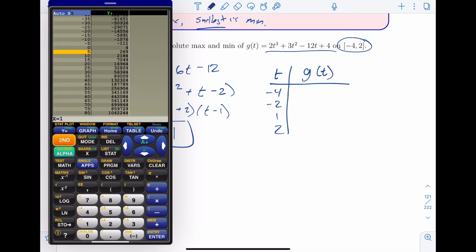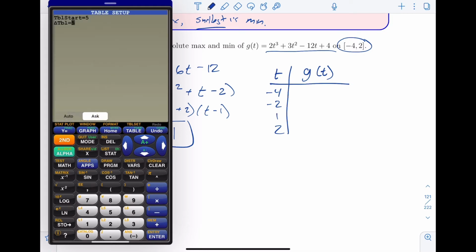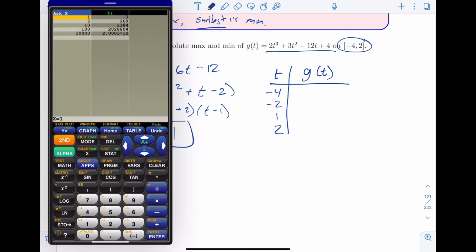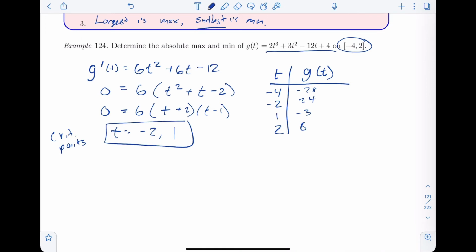And the table, we want the table to be on, just in case it's not. So let's go back to our table. I want -4 and -2 and 1 and 2. Okay. So I get -28, +24, -3, and 8. So what do we say here?